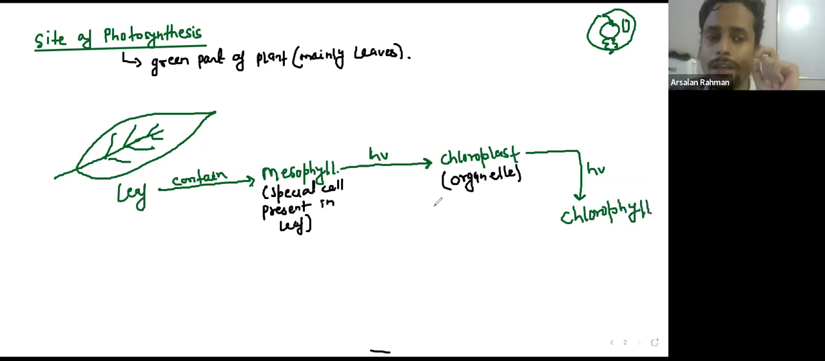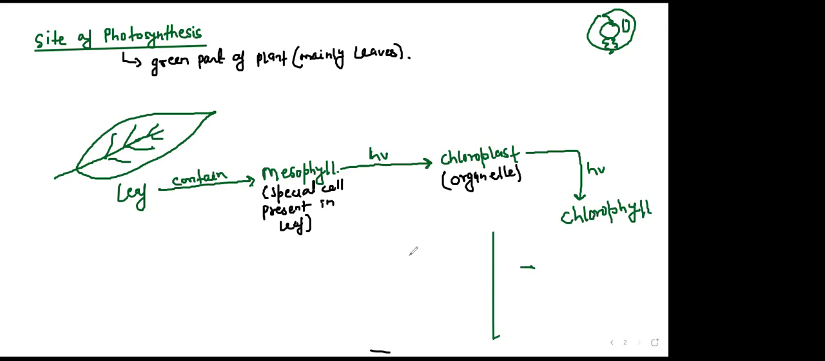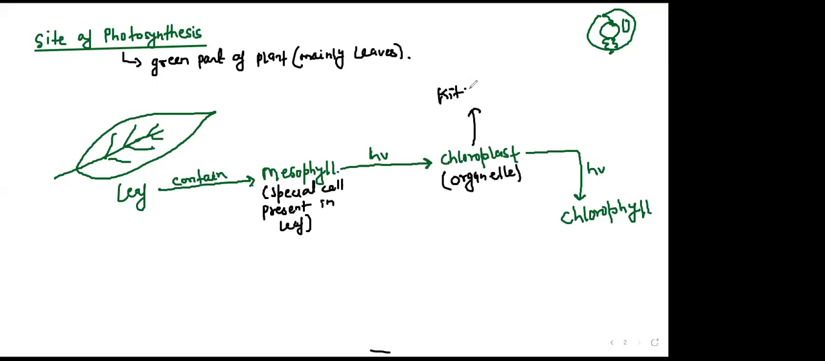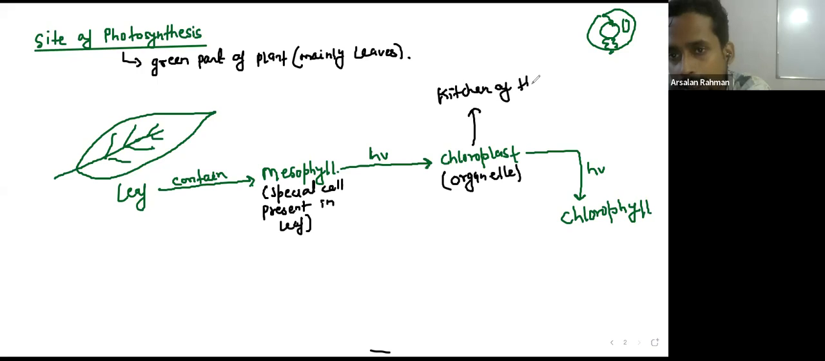Chloroplast is a factory. It is that organelle or that factory in which photosynthesis occurs. If someone asks, where does photosynthesis occur inside the cell? What will you say? Photosynthesis will occur inside the chloroplast. Understood or not? So let me write down, we can call this chloroplast the kitchen of the cell. Any problem regarding this? Kitchen of the cell. It is a factory where photosynthesis occurs.